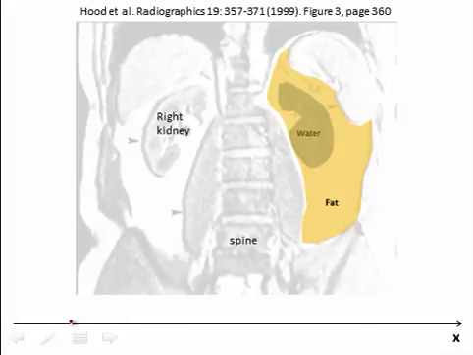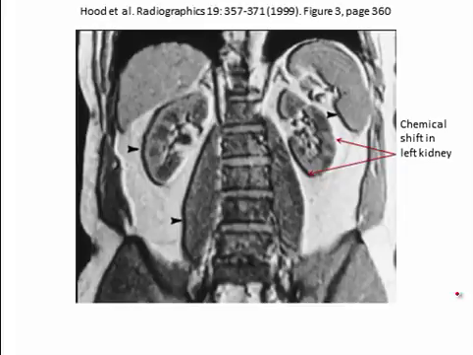Okay, this is a short video on the chemical shift artifact as it's been presented in this week's journal article, which is Hood et al. in Radiographics. What I'm showing here is figure 3 from that paper. This red arrow is pointing to the dark banding artifact on the left side of the patient's left kidney, and this arrow points to the bright banding artifact here.